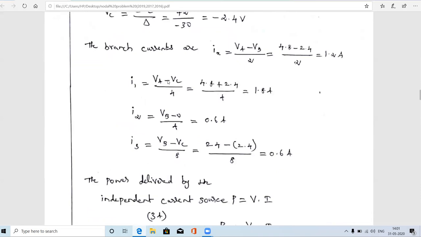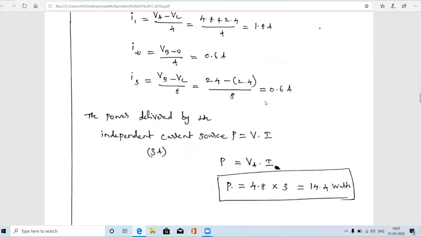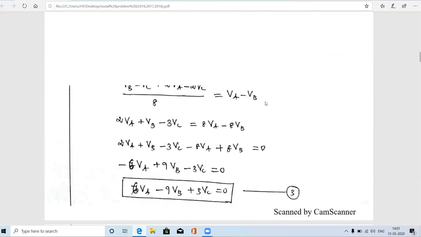Similarly, I1 is VA minus VC divided by 4, so you just calculate. Similarly, I2 is VB by 4, so it is 0.6 amps. I3 is VB minus VC divided by 8, and it is 0.6 amps. In this manner, we have to calculate the branch currents. This is one of the methods, the nodal analysis.